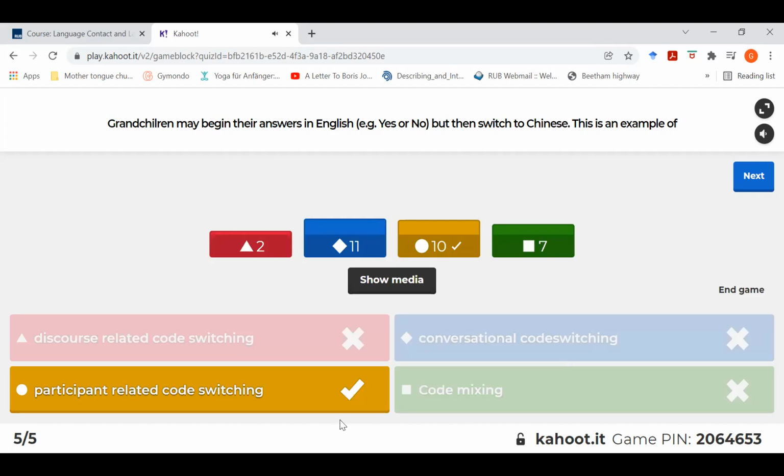It's participant related because they start their answer in English when they're speaking to their grandparents, and then they switch to Chinese. So they're doing it because they're speaking to their grandparents. It's not conversational because remember we said conversational doesn't have to have any external influence, and in this case it's because they're speaking to their grandparents. It's one of those gray areas between code switching and code mixing, but it's a stronger example of code switching.